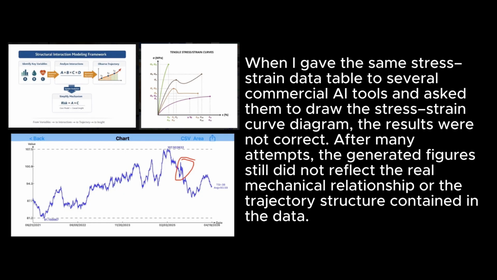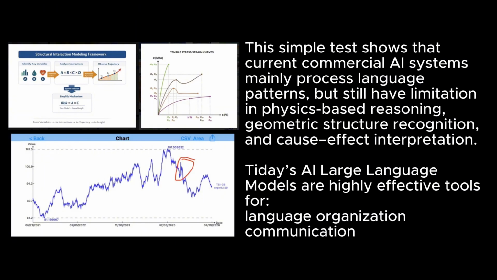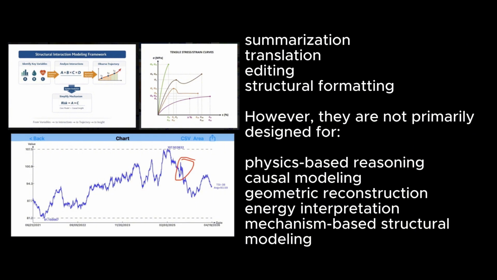When I gave the same stress-strain data table to several commercial AI tools and asked them to draw the stress-strain curve diagram, the results were not correct. After many attempts, the generated figures still did not reflect the real mechanical relationship or the trajectory structure contained in the data. This simple test shows that current commercial AI systems mainly process language patterns, but still have limitations in physics-based reasoning, geometric structure recognition, and cause-effect interpretation. Today's AI large language models are highly effective tools for language organization, semantic summarization, and transformatting.